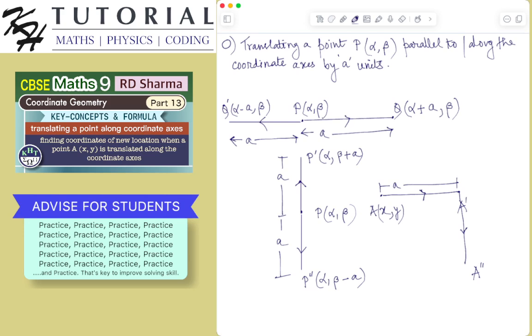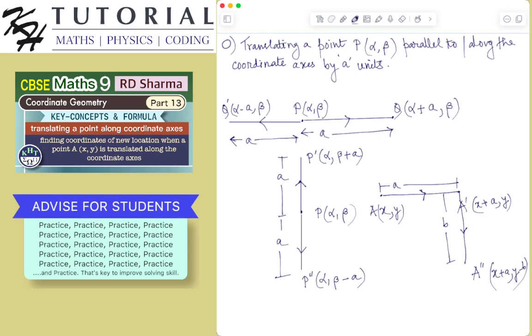So first we have to find the coordinates of the point A dash. The coordinates of point A dash will be x plus a comma y, and then from the point A dash it was translated by b units below, that is along the negative direction of the y-axis. So then the coordinates of the final location A double dash will be x plus a and y minus b.